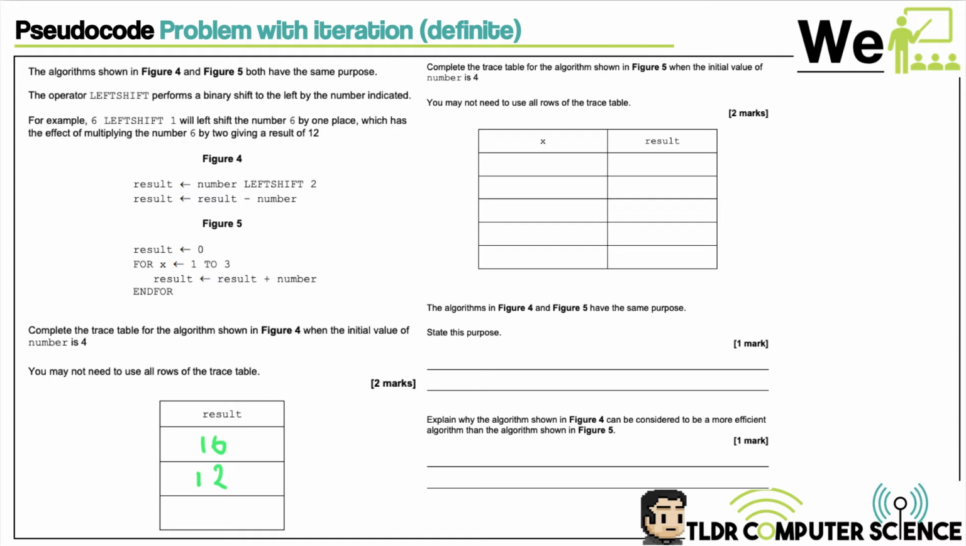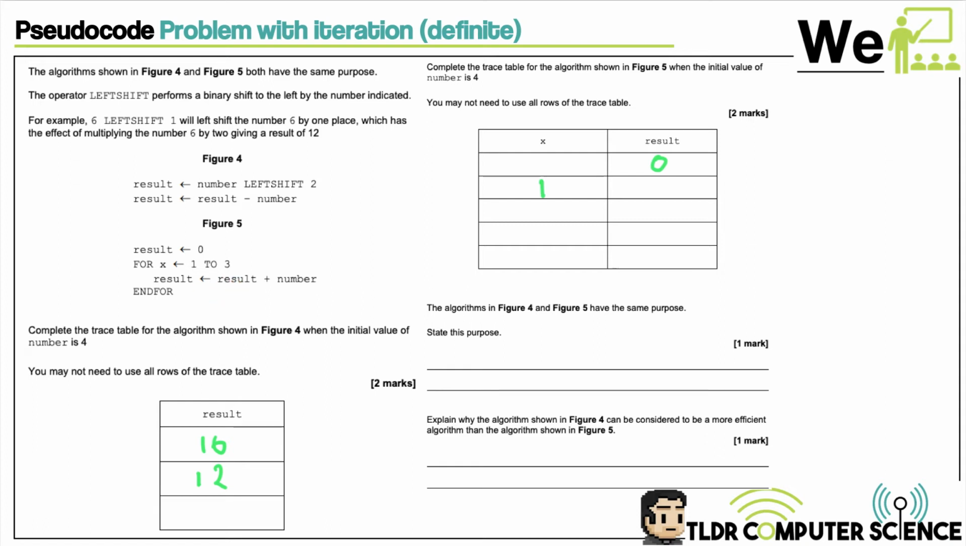Okay. Complete the trace table for the algorithm shown in figure 5, when the initial value of number is 4. So on this one here, the first level is, it will say result is 0, which is here. Then x is 1, then it'll be 2, then it'll be 3, and then it'll be the end of the for loop.